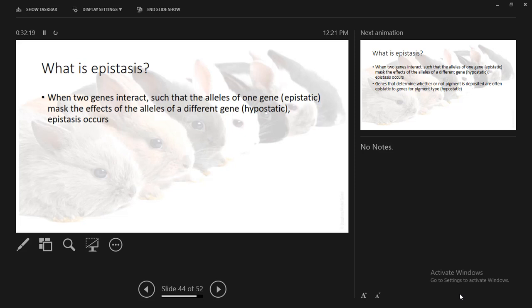And so when 2 genes interact so that the alleles of one gene, we call that the epistatic gene, mask the effects of a second gene, we call that the hypostatic gene. And so with our Labrador example, what's the hypostatic gene?